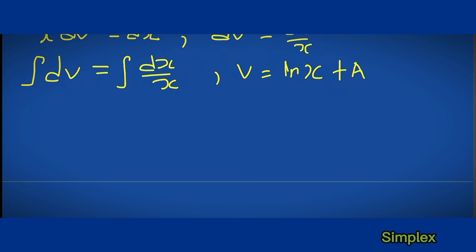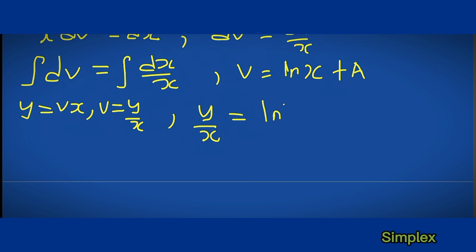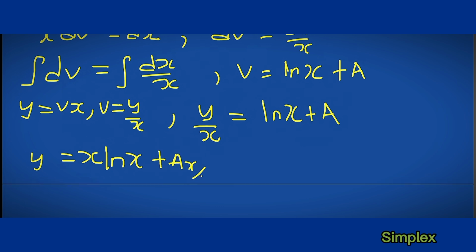Further, remember that we said y is equal to vx. So what we're going to do is resubstitute the value of v, and v is y over x. So substituting the value of v, we have y over x is equal to ln x plus a. Therefore, y is equal to x ln x plus ax. So this is our final answer.